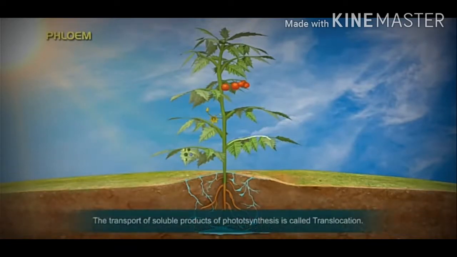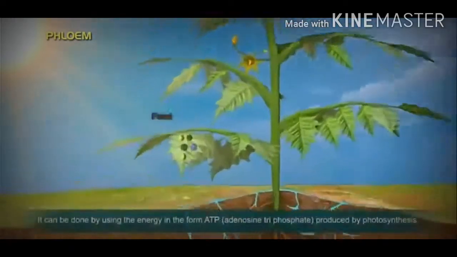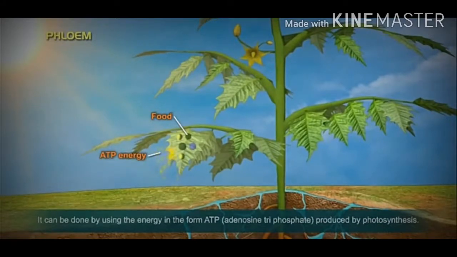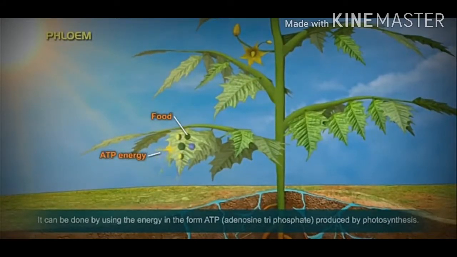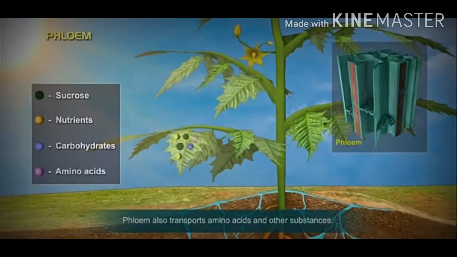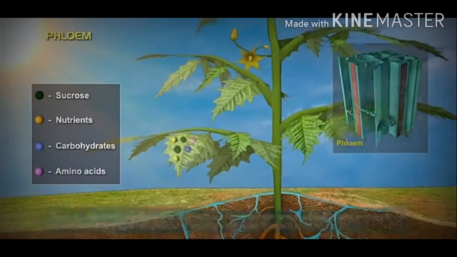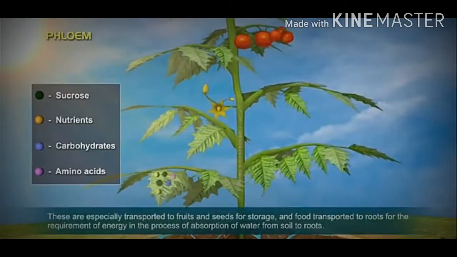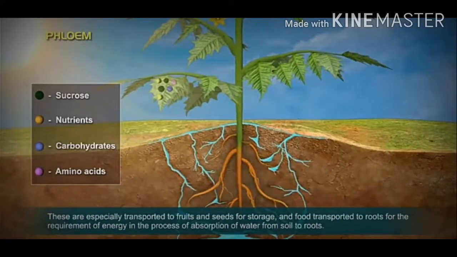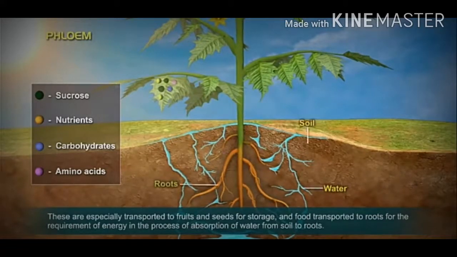The transport of soluble products of photosynthesis is called translocation. It can be done by using the energy in the form of ATP, adenosine triphosphate, produced by photosynthesis. Phloem transports amino acids and other substances as well. These are especially transported to fruits and seeds for storage and food transported to roots for the requirement of energy in the process of absorption of water from soil to roots.